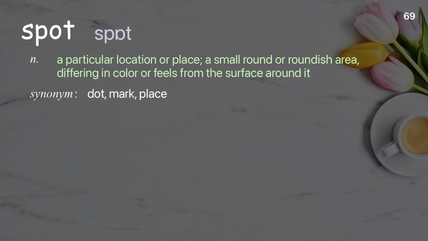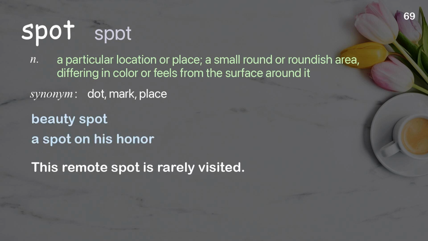Spot: a particular location or place; a small round or roundish area, differing in color or feel from the surface around it. Examples: beauty spot, a spot on his honor. This remote spot is rarely visited.